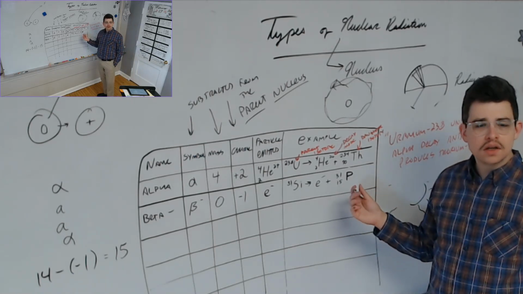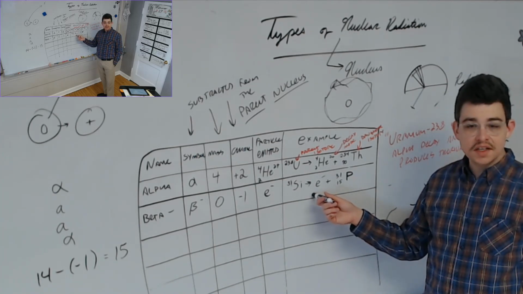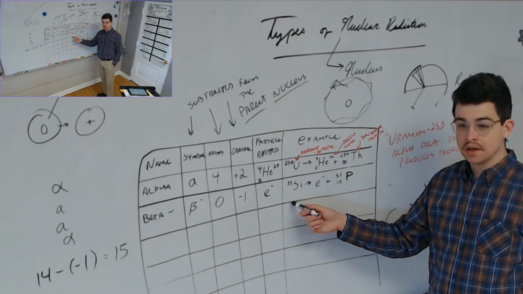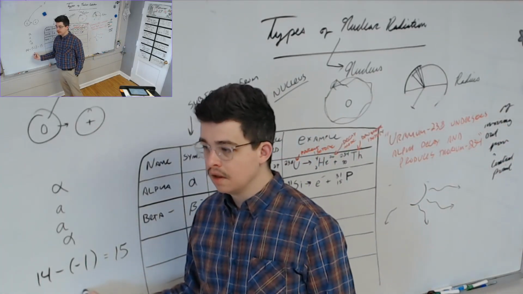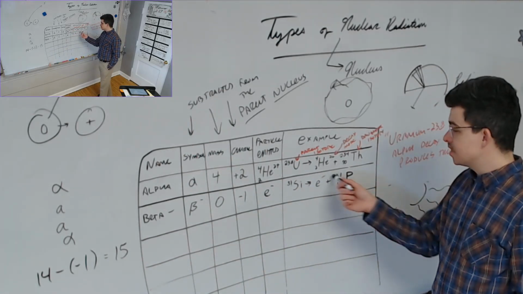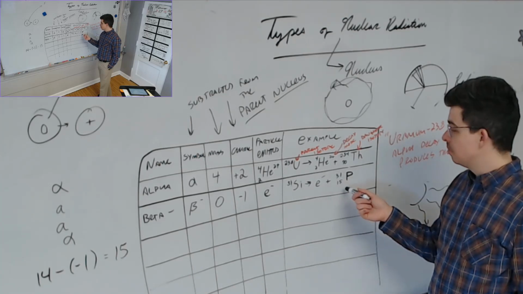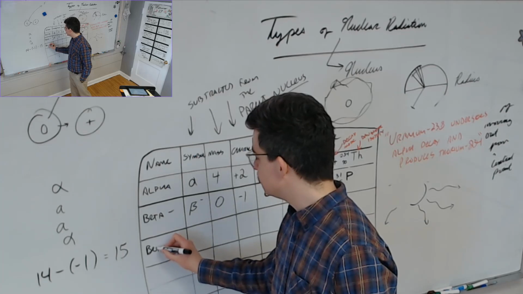Look, if it's releasing a negative charge from the nucleus, the atomic number goes up. Just like when you subtract a negative in math, if you are releasing a negative charge, the atomic number goes up. Does the mass number change in this one? No. But the atomic number goes up one. Okay? Next one is called beta plus.